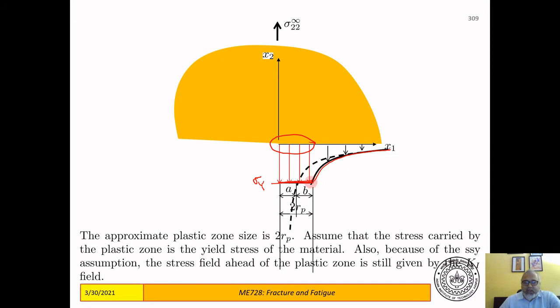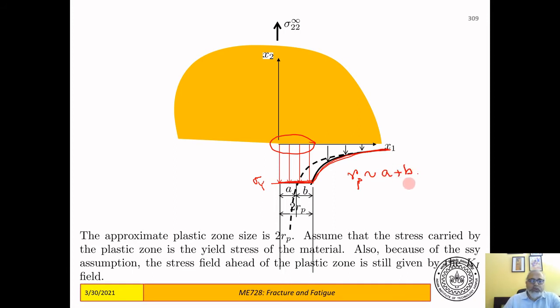Now, why does the 1 by square root r solution take off again at this point? That is because we have assumed that the size of this plastic zone, which is A plus B, is much smaller than the size of the zone of K dominance, and therefore after the plastic stress distribution is complete, the 1 by square root r or the K stress distribution must take over again. Okay, so the total plastic zone size, a simple measure, not an accurate one, is A plus B.